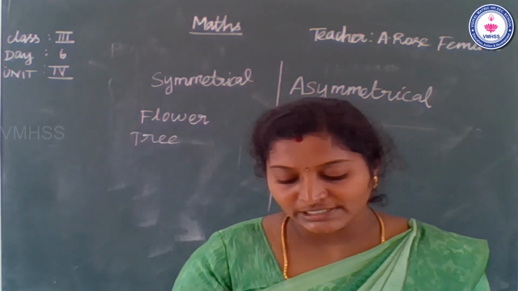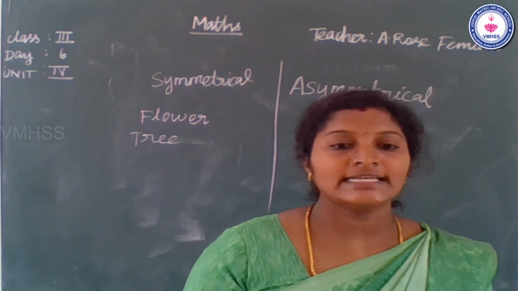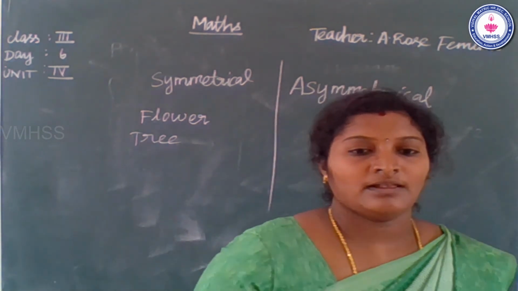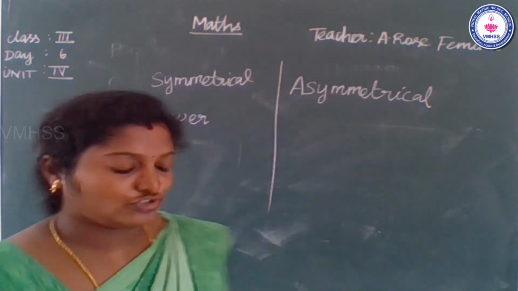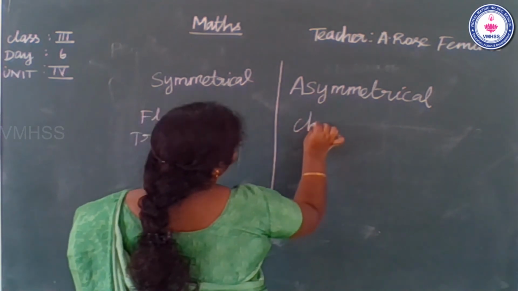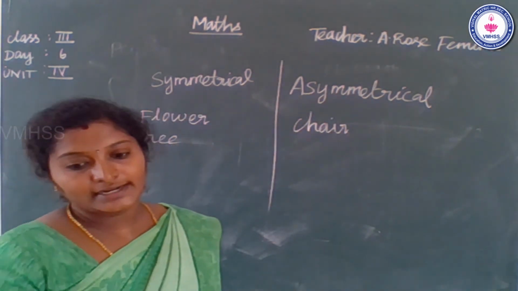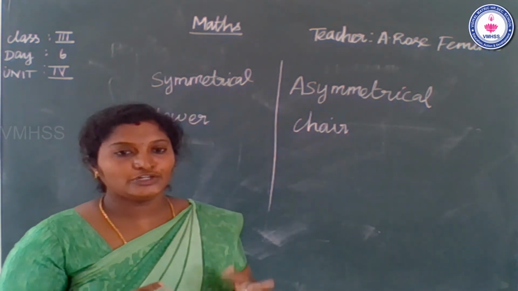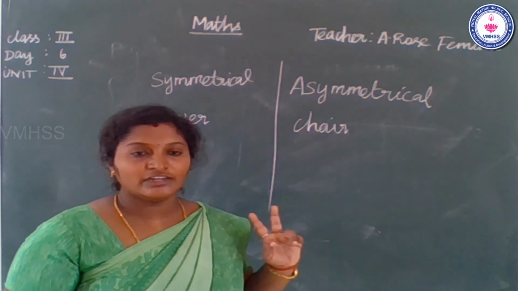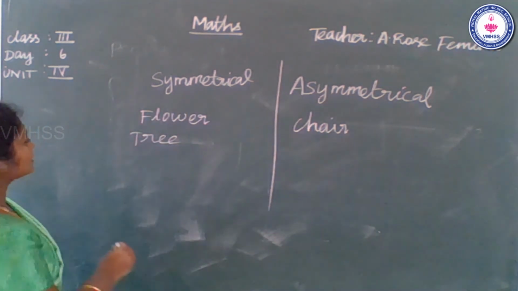Okay, so what is the next one? Next picture, chair. So this is an asymmetrical picture. Okay, so chair is asymmetrical. Okay, so what is the next one? Next picture, smiley. So divide into two pictures. So this is symmetry. Okay, smiley.